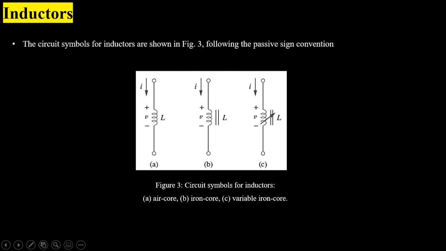Figure 3 represents the circuit symbols for inductors most commonly used, where figure A is used for air core, figure B is for iron core, and figure C is for variable iron core inductor. And here also the passive sign convention is used.